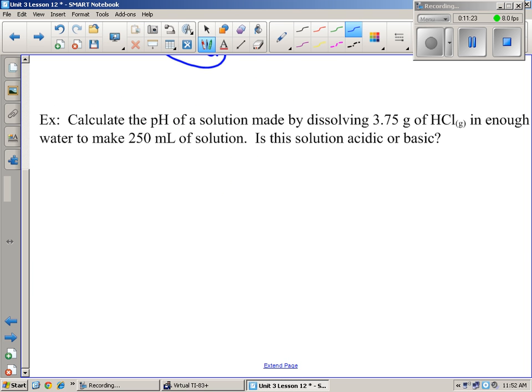Now we get to a question that looks like this. Calculate the pH of a solution made by taking 3.75 grams of HCl and enough water to make 250 milliliters of solution. Is this solution acidic or basic? So, HCl. Let me ask you some questions here. Does pH measure this? Does pH measure HCl? Yes or no? What do you think?